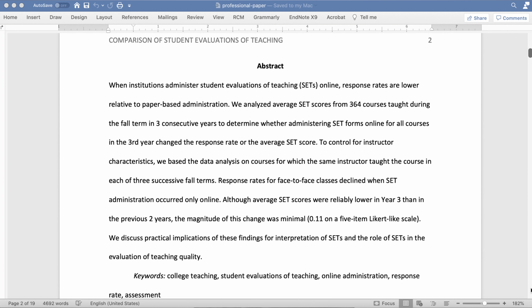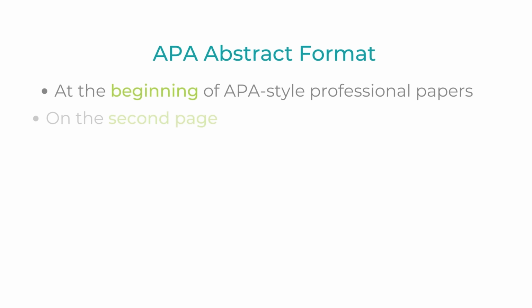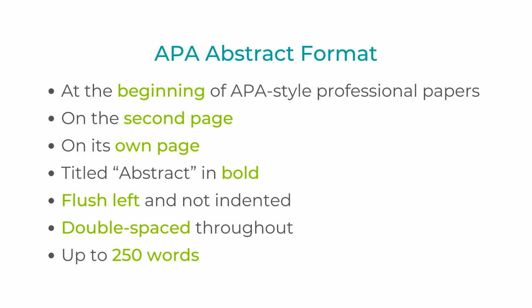It comes on the second page of a longer paper, and it's on its own page. The heading is centered in bold and says simply abstract, not the name of the paper. Then the first line of the paragraph is flush left, it's not indented. The paragraph is also double-spaced throughout. The abstract is meant to be a standalone piece, which is why there's no citations in it. Finally, it's fairly short, at up to 250 words.